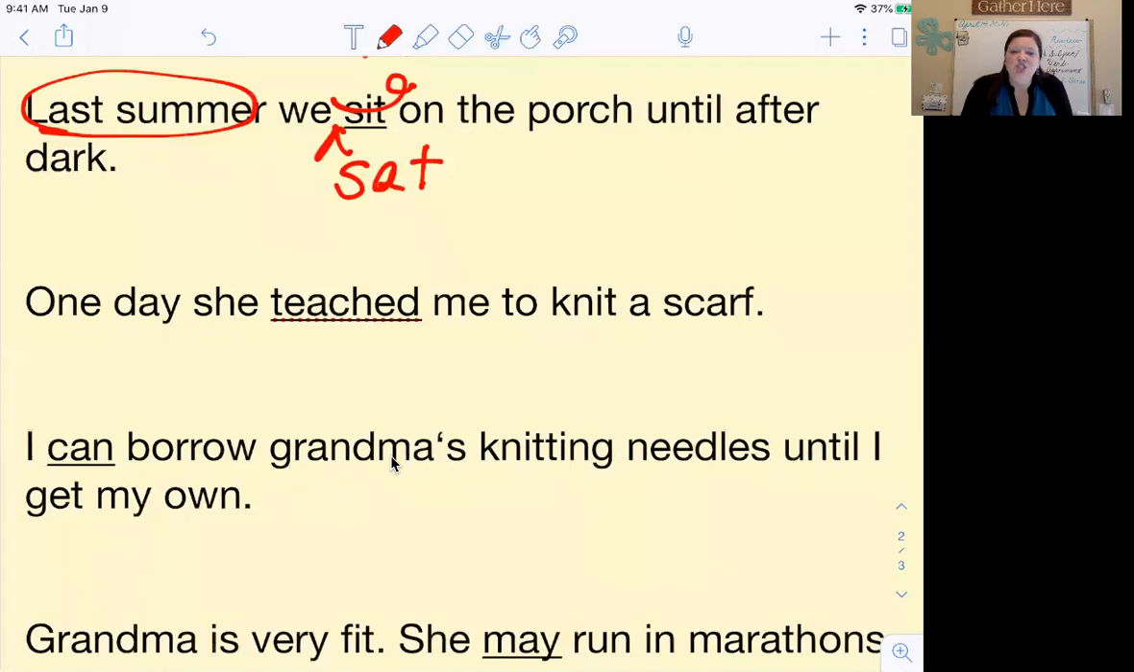One day, she teached me to knit a scarf. Teach is one of those irregular verbs. Remember, a verb is called irregular if it doesn't follow the regular spelling changes from present to past. We will not just add an ed to this. It should be taught.